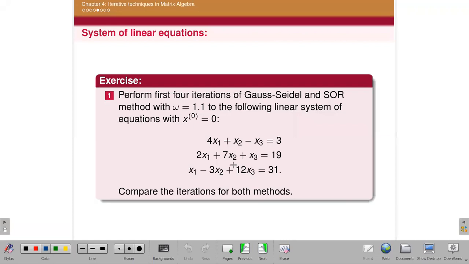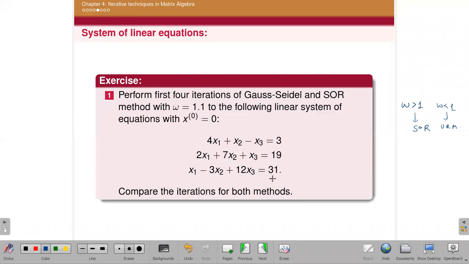Ma'am, omega that would be given to us? Yeah, it will always be between 0 to 2 only. Sorry, greater than 1. It will be greater than 1 and less than 2. Ma'am, greater than 1 is also necessary? Actually, for greater than 1, it will be SOR method. But if you take less than 1, that is under relaxation method. Then if you take simple omega equal to 1, then it will be Gauss Seidel only.